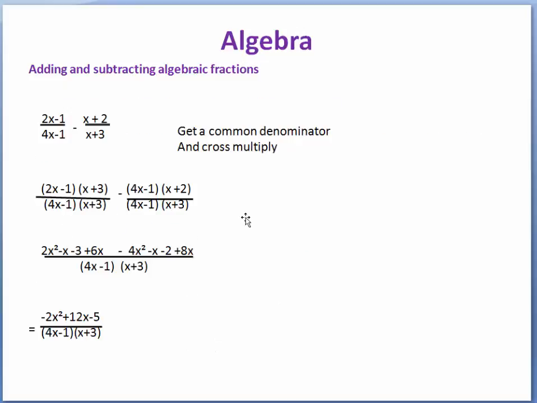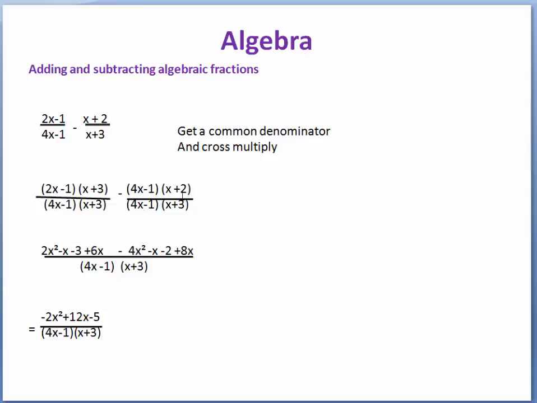Okay, slightly more complicated, but we're going to follow the same rules. So our common denominator is going to be the denominators multiplied together. So here we've got the two denominators multiplied together, 4x minus 1, x plus 3. Cross multiply the x plus 3 with the 2x minus 1. We get 2x minus 1 multiplied by x plus 3. Cross multiply the 4x minus 1 by the x plus 2. We get 4x minus 1, x plus 2.